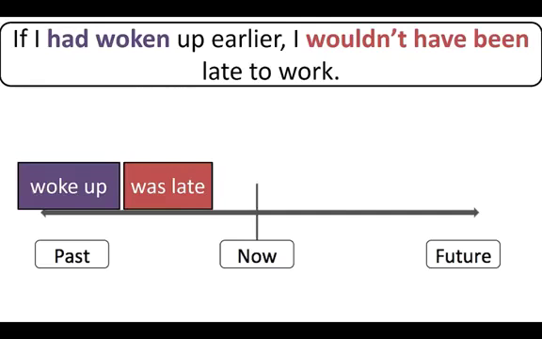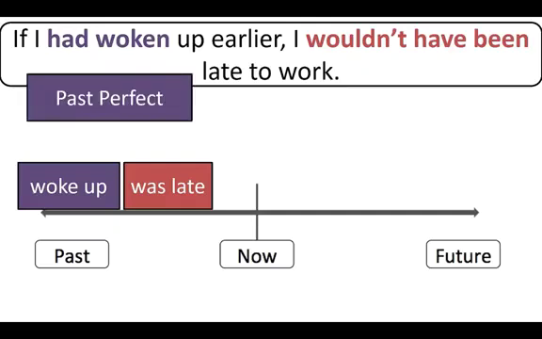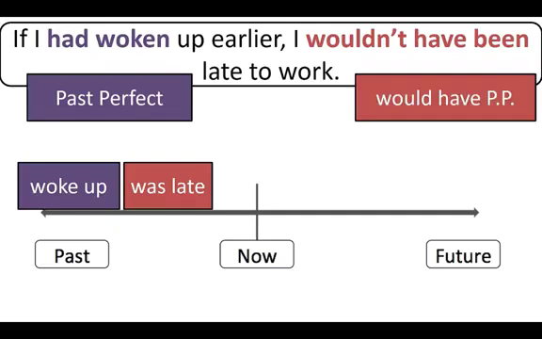This is the past unreal conditional. Use the past perfect tense in the if clause. That means you must use had and the past participle. In the result clause, use would have and the past participle of the verb.